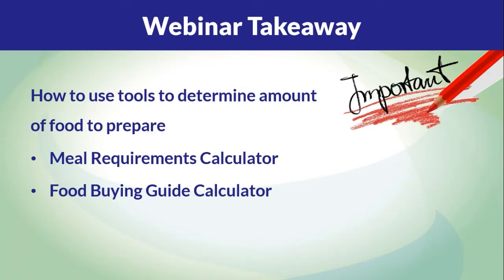Today, we want you to walk away with knowing how to use two resources that will help you determine the amount of food to prepare to meet minimum CACFP serving sizes at meals and snacks. The tools are the Meal Requirements Calculator and the USDA Food Buying Guide Calculator.